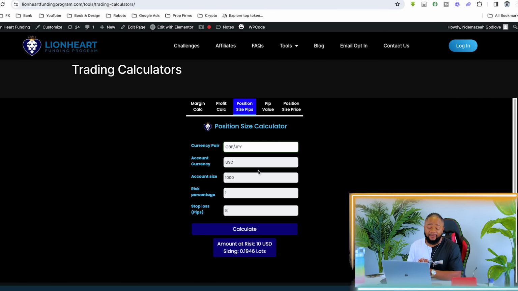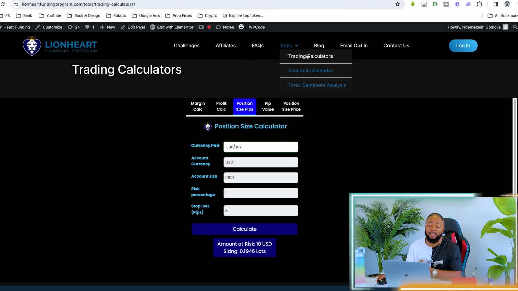Just to clarify, if you want to calculate anything that has to do with margin calculation, profit calculation, position size, to know the lot size, pip value, position, even in price, you just come on Lionheart Funding Program, go on tools, and you see position size calculation, or trading calculators. All right, everything is in here. You don't need to go anywhere again.